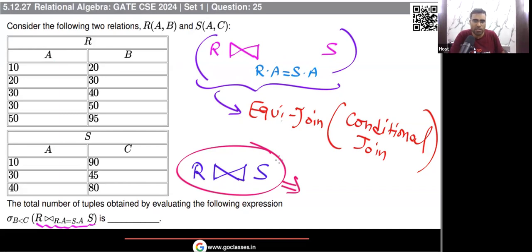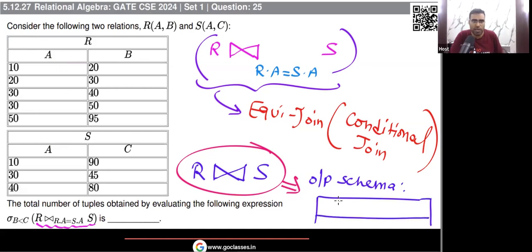Now let me tell you the difference. What will be the difference between this result and this result? Because here also we are checking the equality of attribute A, and in the natural join also, internally we will check the equality of attribute A. Then where is the difference? The difference is in the output schema. In the output schema of natural join, this attribute A we will write only one time. So this will be like A, B, C, because this common attribute we will write only one time. So this is the output schema of natural join.